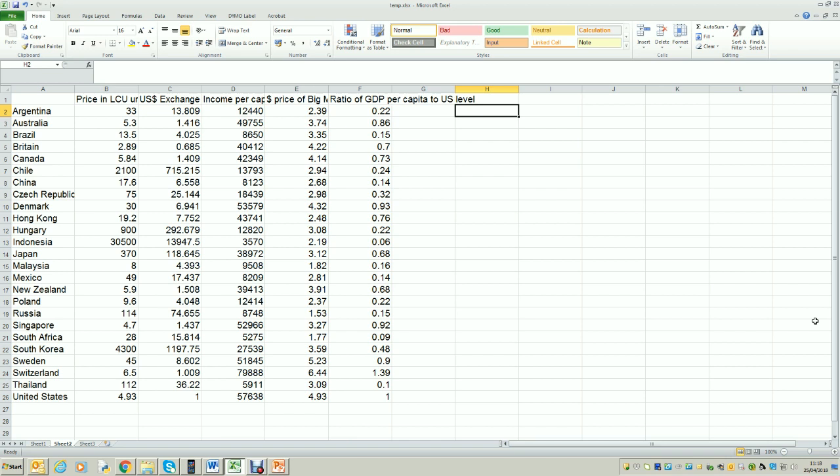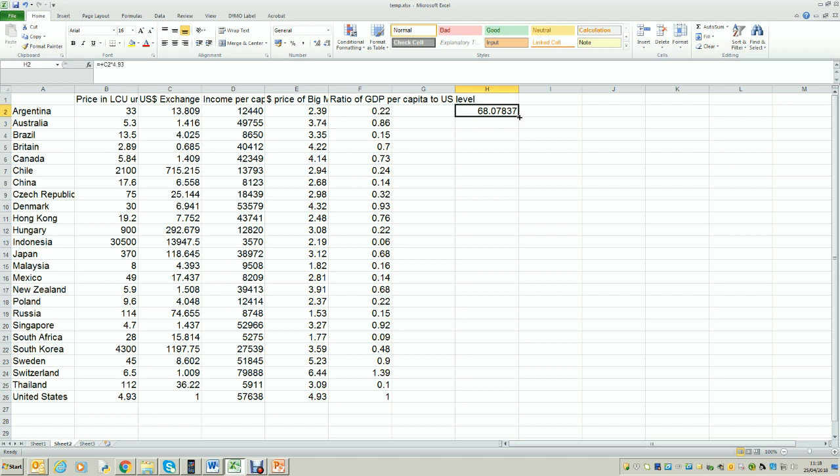Now we're going to repeat the purchasing power parity price calculations for all the countries in our sample. So in this table we've got the relevant data, and what I'm going to do first of all is calculate the purchasing power parity price level for each country. So to do that, for example for Argentina, I take the exchange rate for Argentina and I multiply by the price of a Big Mac in dollars. Well, here that's just 4.93 and it's going to be the same for every country in our sample. So I'm just going to type that in directly. That gives me my purchasing power parity calculation.